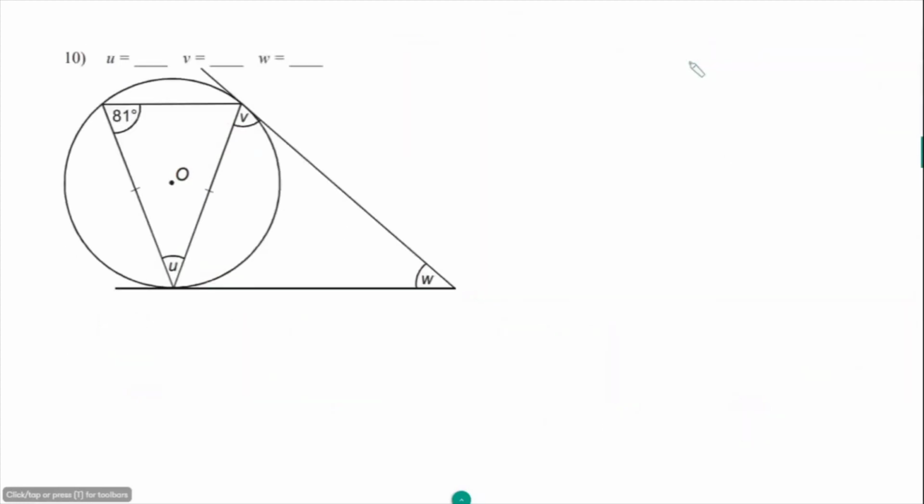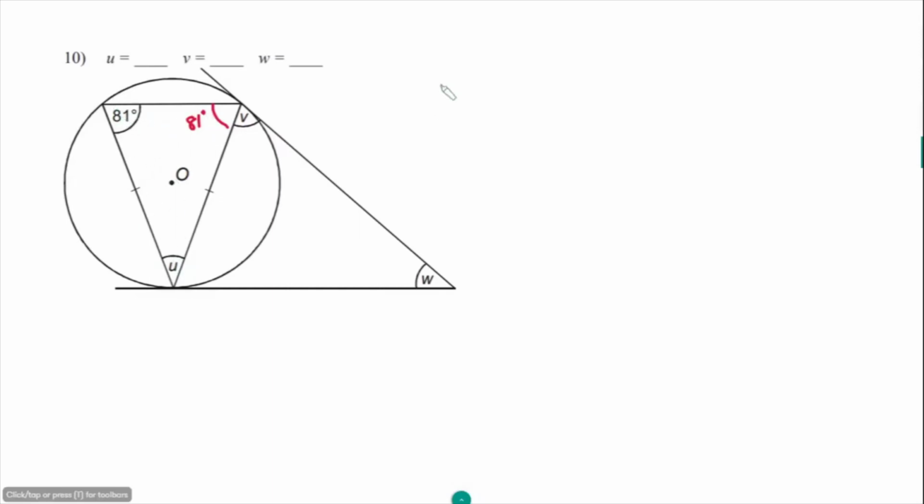Okay, so we come to the last question, number 10. Wow, now we have a circle, two tangents, and a triangle with two legs equal. And then we need to find angles V, U, and W. All right, let's see what we can do. First, we know this here is going to be 81. Why? Because these two legs are equal, so the base angles should be equal.